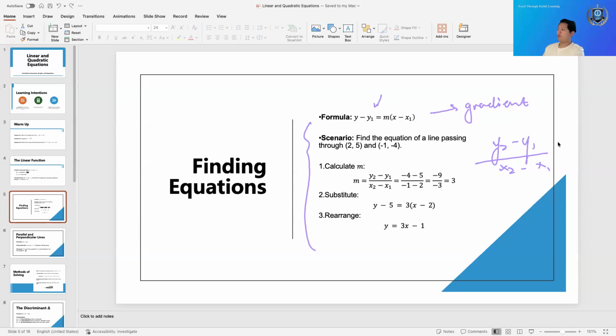Now, this is one way, of course. You could also just go by y equals mx plus c. You find your y-intercept by having the gradient first, and then you just solve for c, which is also a viable option.